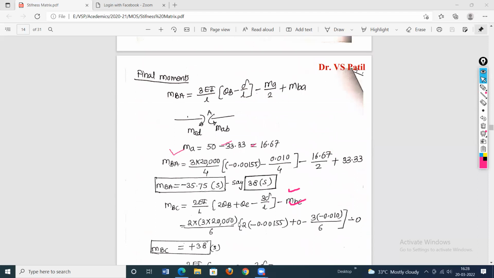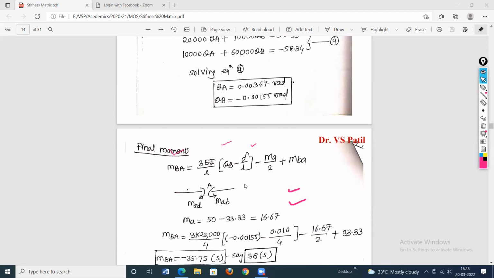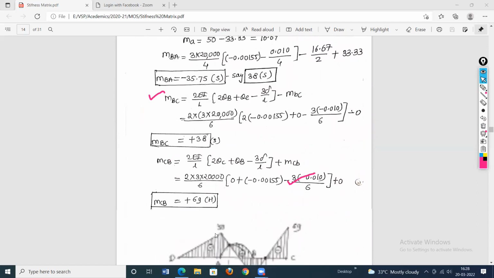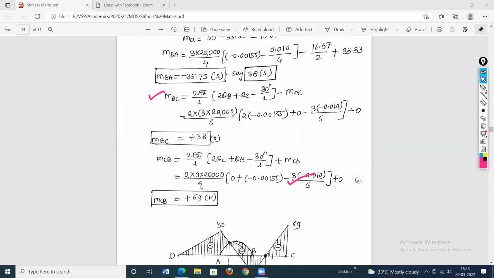Then use the slope deflection equation after this and find out the final end moments. So these are the slope deflection equations. For the BA part, which is an overhanging portion, we can use the modified slope deflection equation. So using the modified slope deflection, we get MBA equal to 38, sagging in nature. Then for the BC part, use the general slope deflection equation. So this is the general slope deflection equation for BC and for CB. And then plot the bending moment diagram.